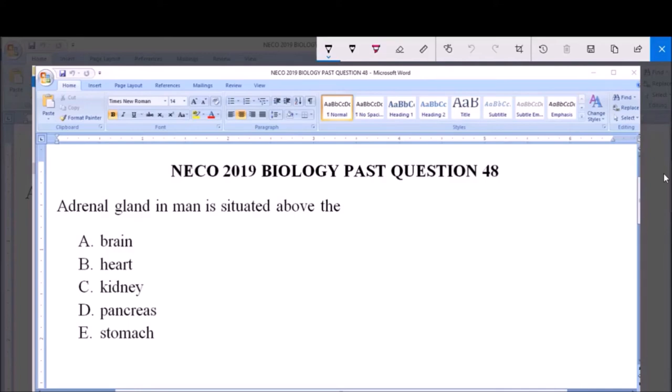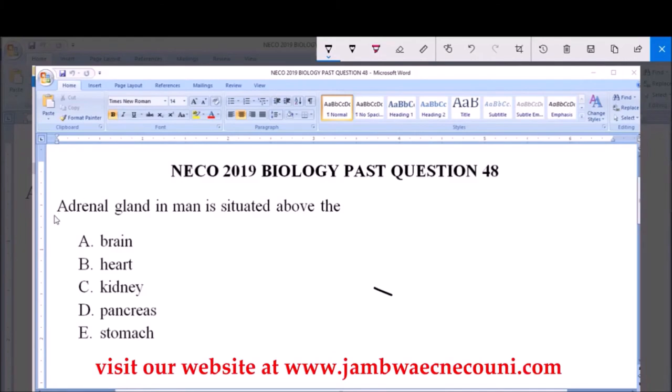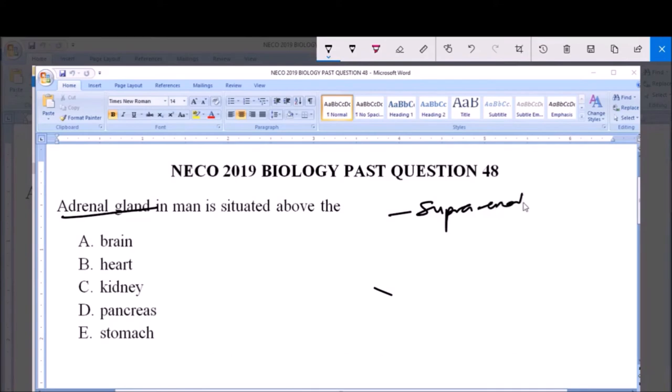Now, the adrenal gland is also known as the suprarenal gland, and this name is divided into supra and renal. Supra here means above, and renal here means kidney. So in other words, the adrenal gland simply means it is above the kidney.